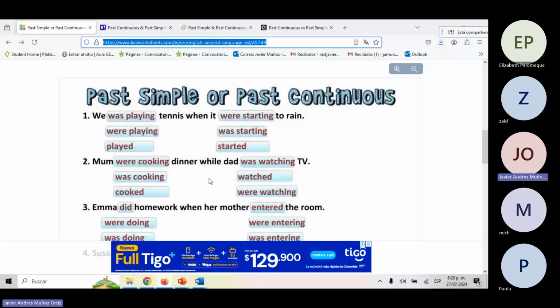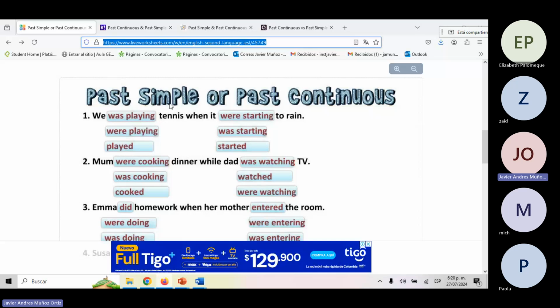Remember that past continuous tense has two verbs. The main verb is going to be added ing, and we are going to have an auxiliary verb too. So verb to be and the main verb. This is past continuous tense.